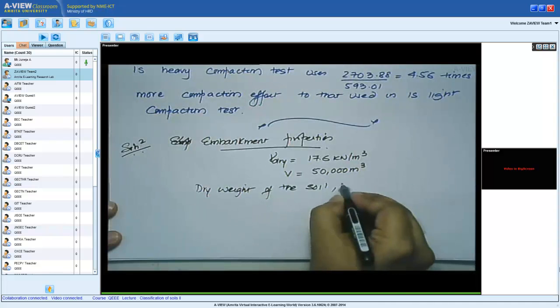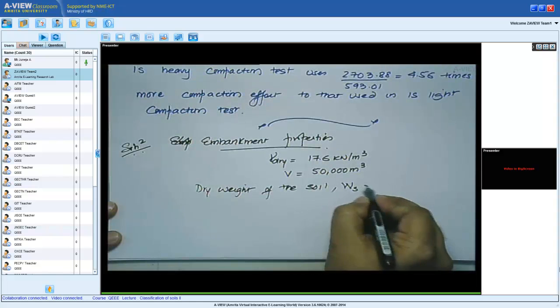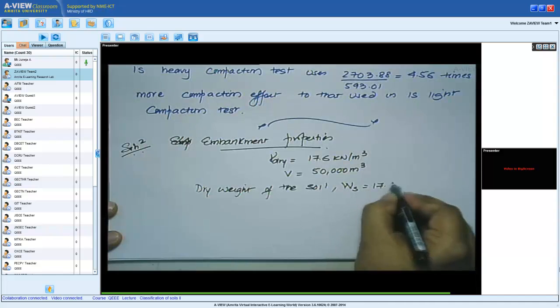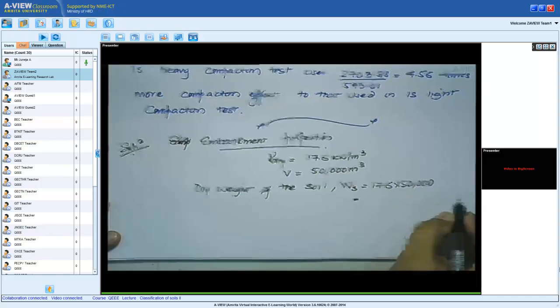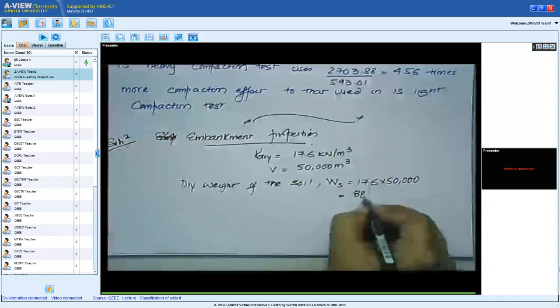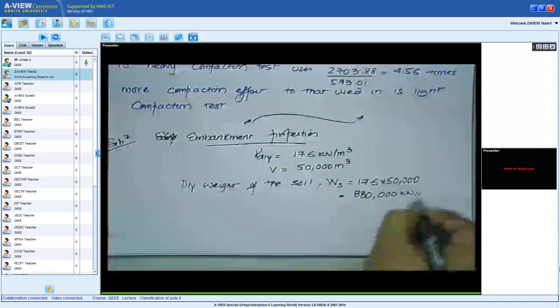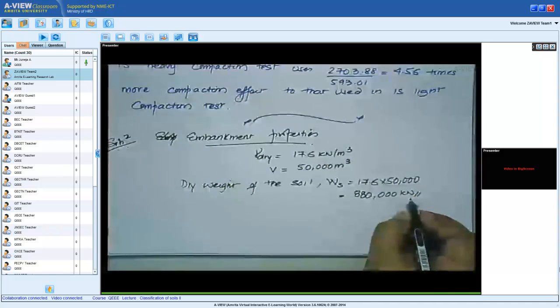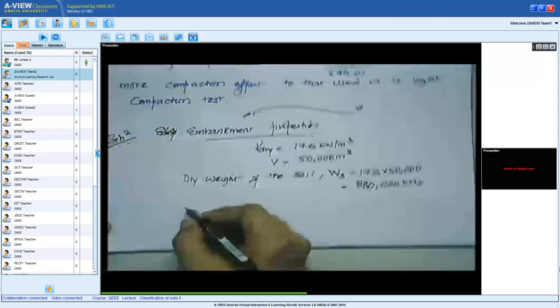If you recall, we had a symbol called W suffix S. So WS equals 17.6 times 50,000. If you multiply the two, you should get a number which is 880,000 kilonewton. Remember, k is not capital, N in Newton is capital. So over here, I'm going to make a statement.